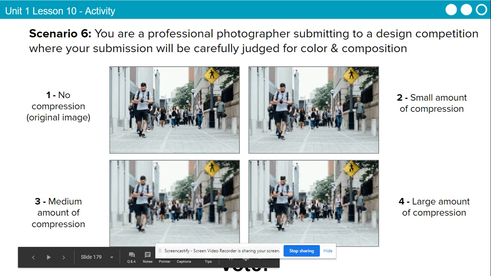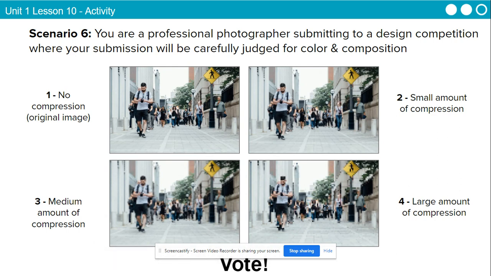Okay, 6. You are a professional photographer submitting to a design competition where your submission will be carefully judged on color and composition. 1. Not even a question, right? Why 1? Because if you're getting judged on color and composition, you need to have the highest resolution image you can. Agreed.